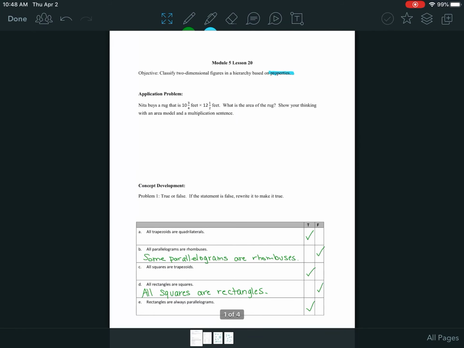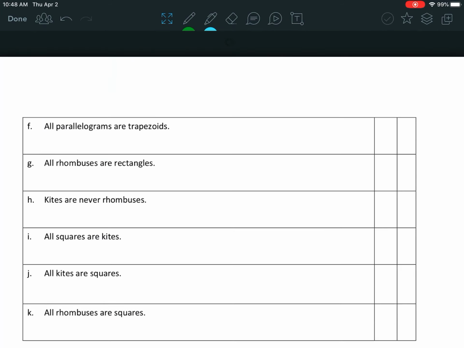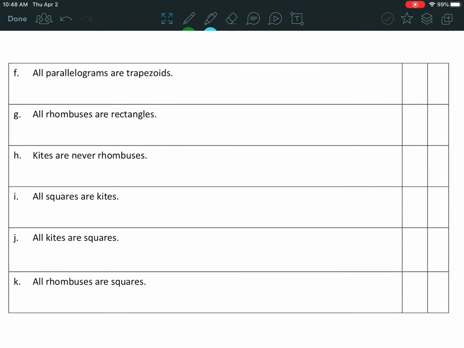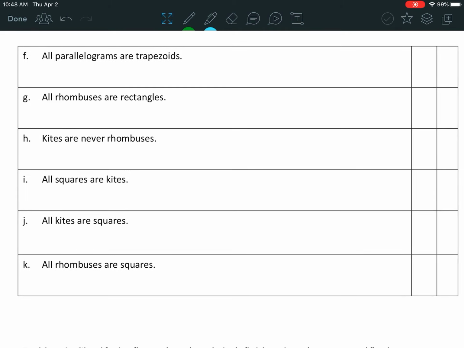And we're going to zoom out here and flip to the next page. And we are on problem F. F says all parallelograms are trapezoids. All parallelograms are trapezoids. And that is true. It is true because trapezoids have one set of parallel lines, and so do parallelograms.